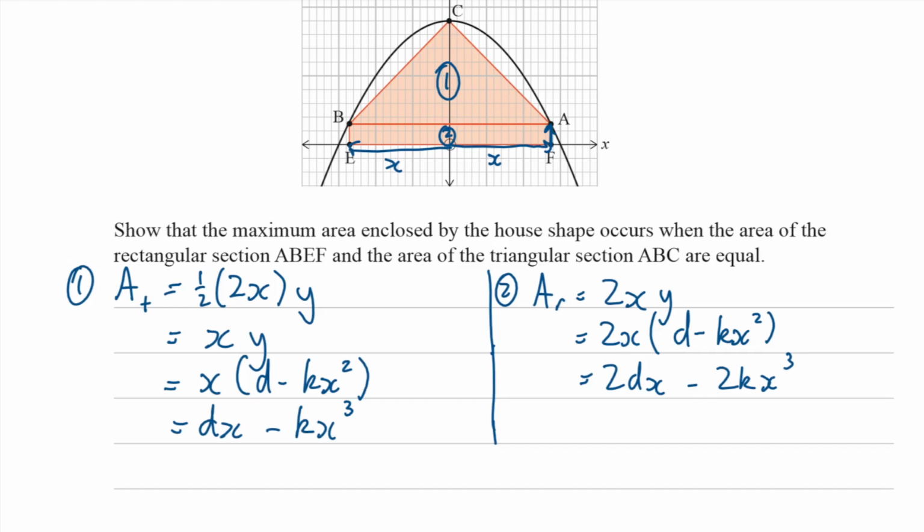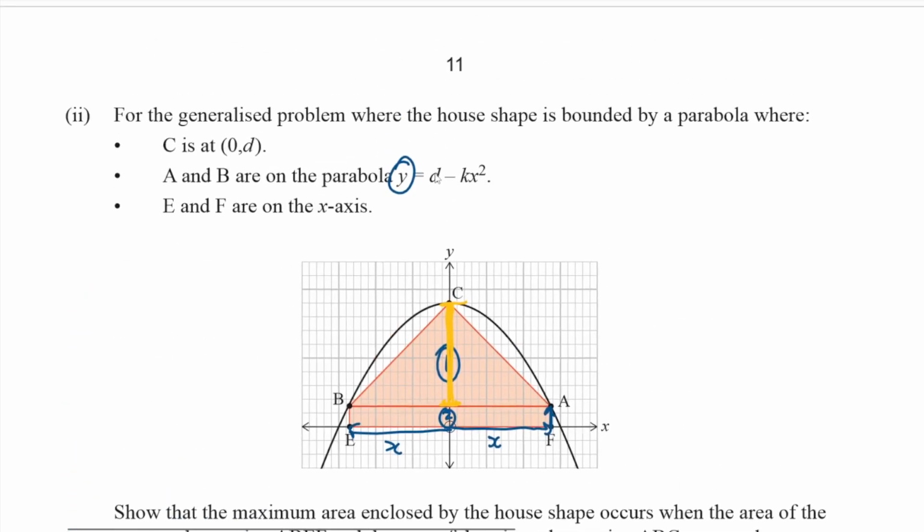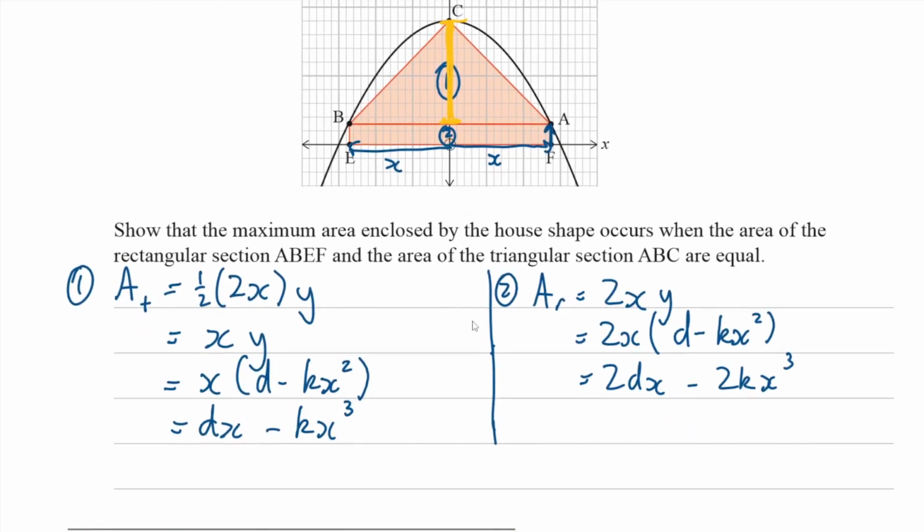Well, one of them is incorrect. Hopefully you spotted it. Spot it yet? Yep, so for our area of a triangle, I took half times base times height. I took the height as y. However, looking a bit more closely, our height is actually d, the total height, minus y. So the total height d minus y. So let's fix that up.